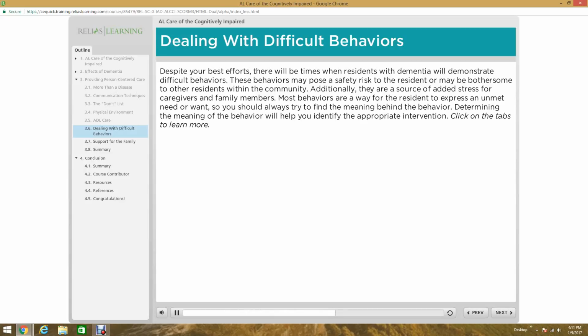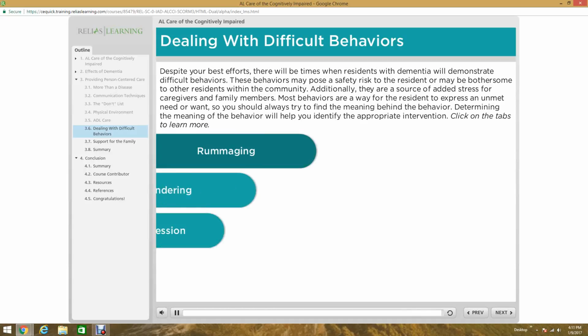Most behaviors are a way for the resident to express an unmet need or want, so you should always try to find the meaning behind the behavior. Determining the meaning of the behavior will help you identify the appropriate intervention. Click on the tabs to learn more.